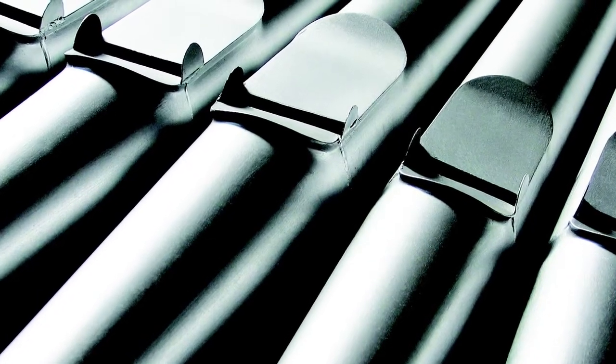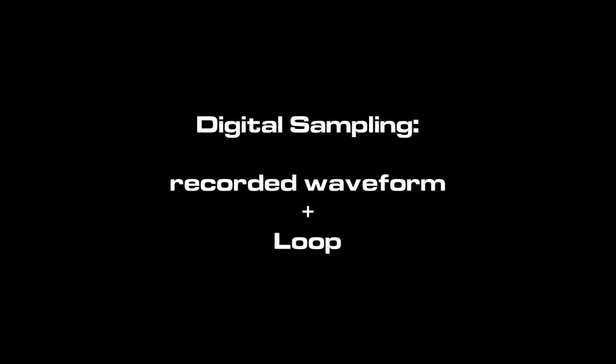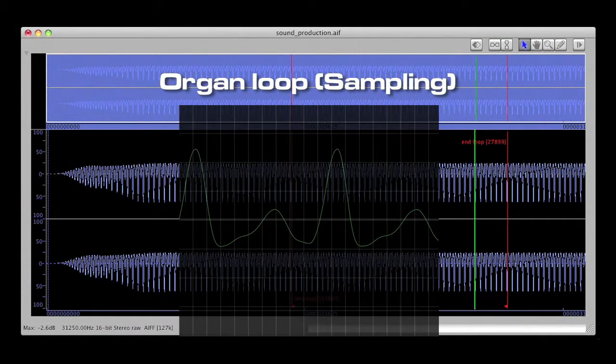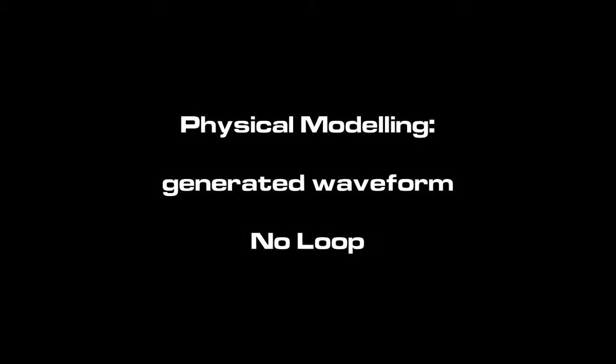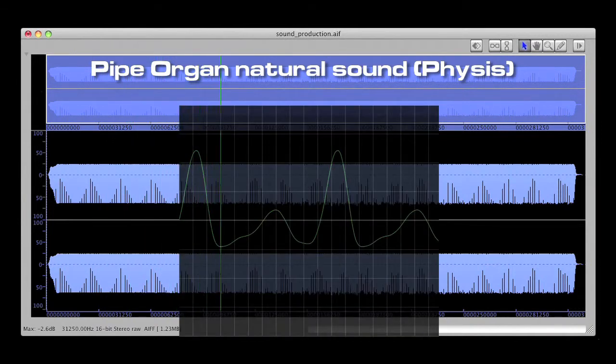A second important aspect to consider is the simulation of the continuous variations of the sound due to casual micro variations in the oscillations of the jet of air. Using a sampling technique, an organ sound is always reproduced in the same way because of the recording and the use of the loop technique. In Physis, instead, the algorithm is able to reproduce a sound with the natural micro variations, and as a result, is always different and much more realistic.